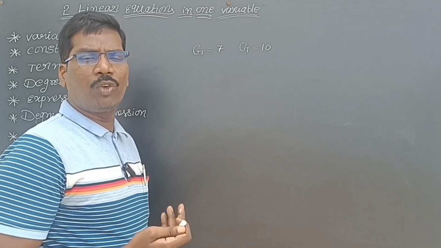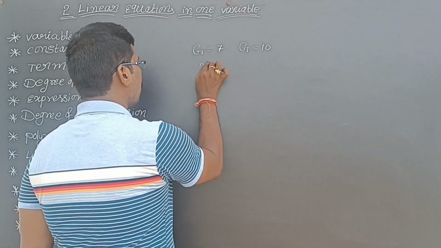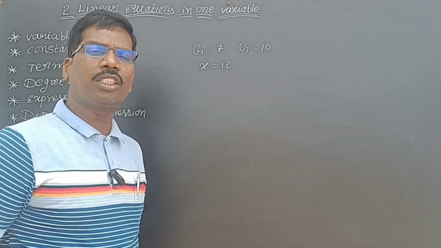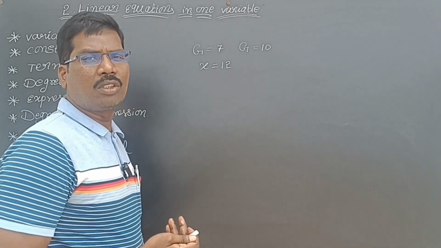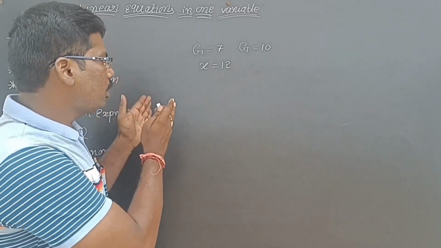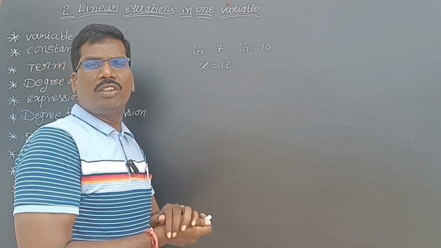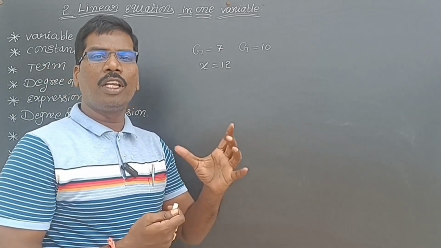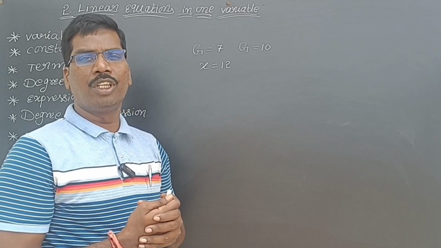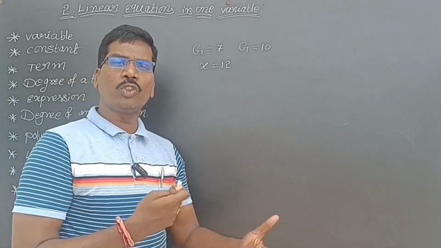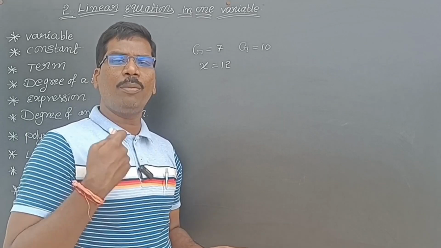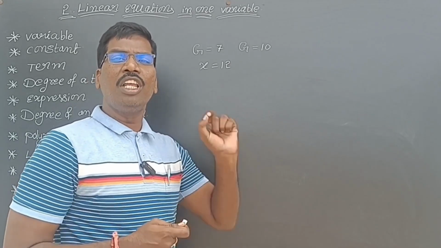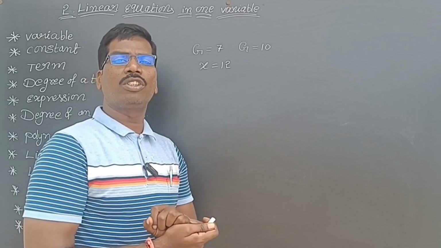All of you know X very well. Sometimes X is equal to 12, sometimes X is equal to 15, sometimes X is equal to 19. So a symbol which is changing its value, which is varying its value, is called a variable. All English alphabets are variables because their values will be changing.